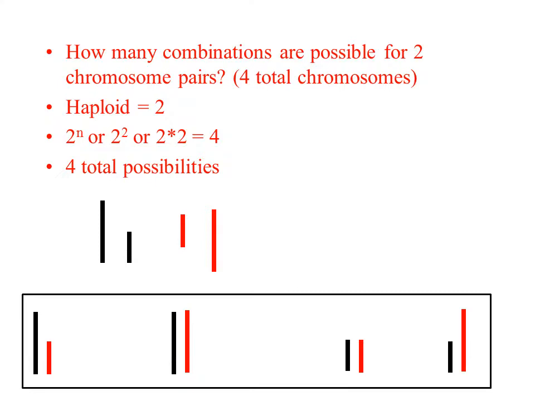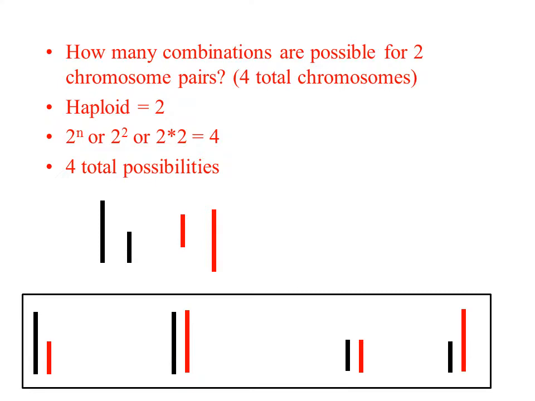How many combinations are possible for 2 chromosome pairs? The total number of chromosomes is 4, so the haploid number is 2. So 2 to the n power, or 2 to the second power, or 2 times 2 equals 4. The answer is 4 total possibilities. To illustrate this, I drew it. You take the tall red and tall black, and the short red and short black, and that is the chromosome that is in the cell.